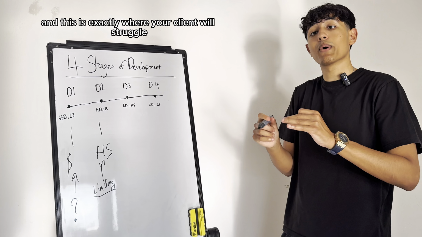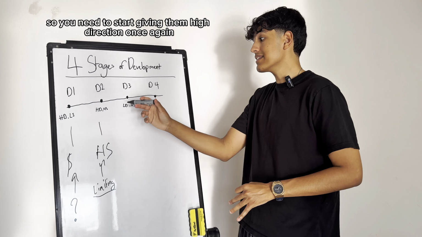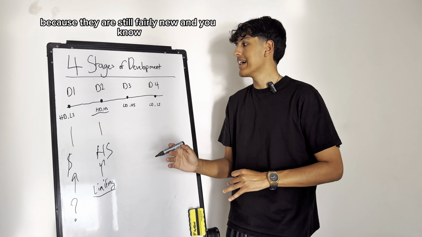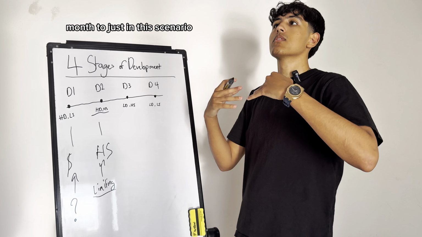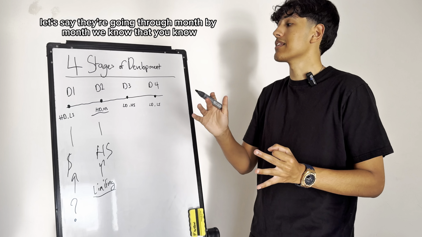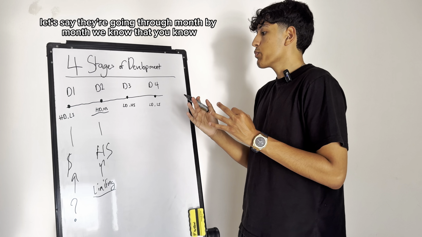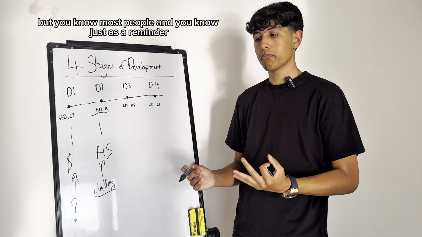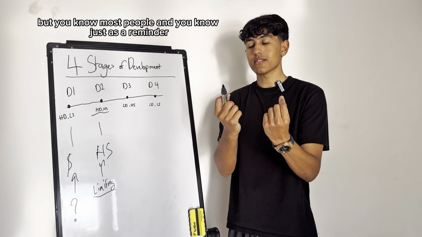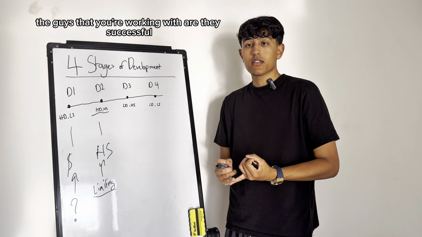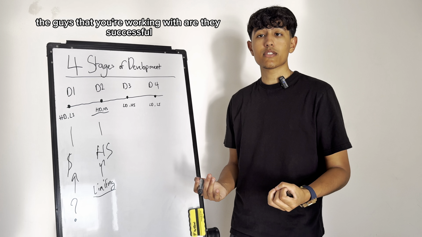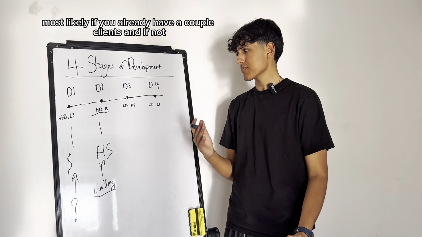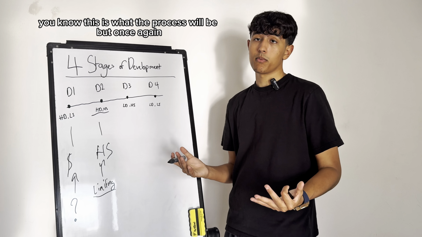And this is exactly where your client will struggle. So you need to start giving them high direction once again, because they are still fairly new. And month to month, just in this scenario, let's say they're going through month by month, we know that they have the information, they've started to approach the information, but most people, and just as a reminder, the guys that you're working with, are they successful? Most likely, if you already have a couple clients, and if not, this is what the process will be.